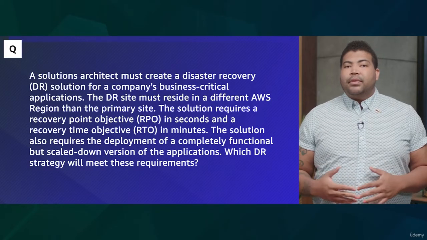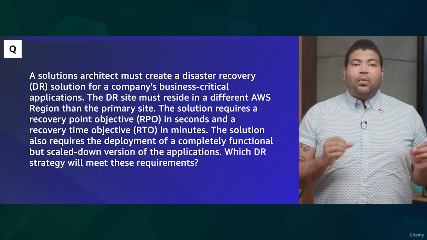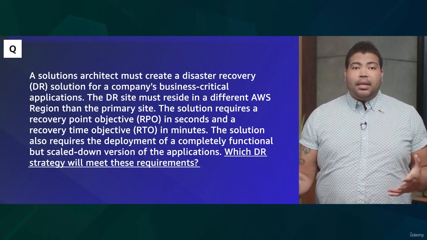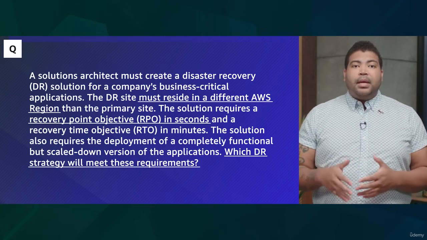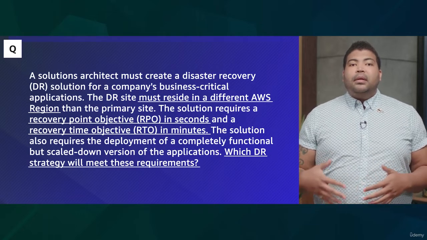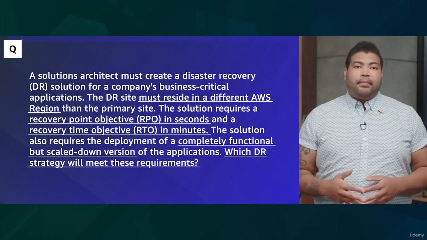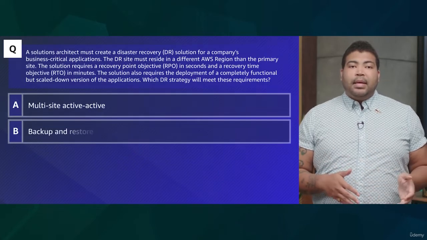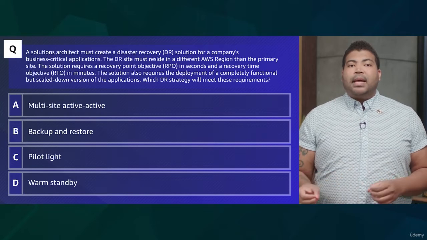The key words and phrases for this will be pretty easy to identify because the question directly asks which DR strategy will meet these requirements. The requirements you're trying to meet are: the DR site must reside in a different AWS region, the RPO must be within seconds, the RTO must be within minutes, and the solution requires a completely functional but scaled down version of the applications. The responses are: A, multi-site active-active, B, backup and restore, C, pilot light, and D, warm standby.